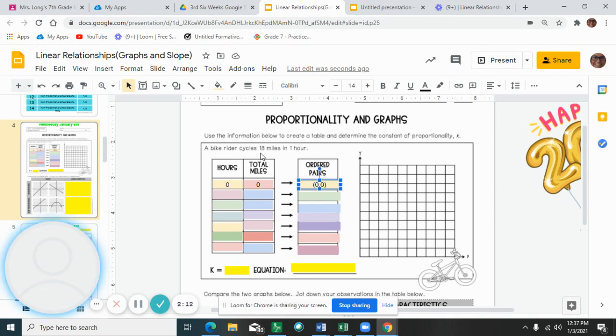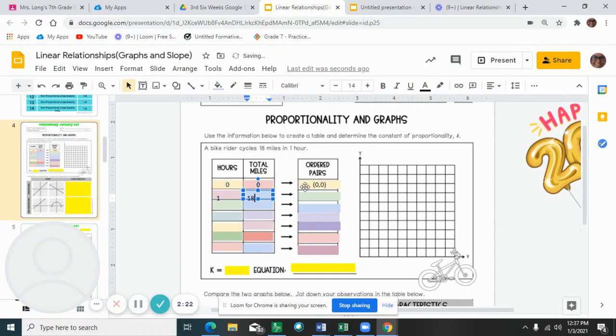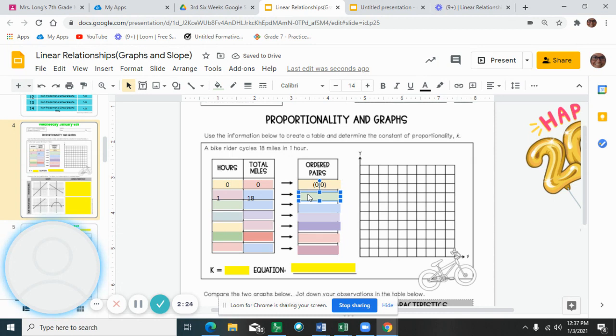So a bike rider cycles 18 miles in 1 hour. So now here's this. I have 1 hour and it tells me I go 18 miles. So that means that my ordered pair is going to be (1, 18).